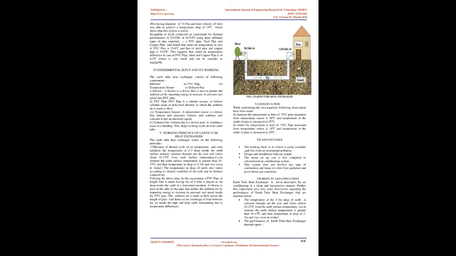6. Observation. While performing the investigations, the following observations have been made. In summer the temperature at the inlet of the PVC pipe measured from the temperature sensor is 36°C and the temperature at the outlet of the pipe is measured as 25°C. In winter the temperature at the inlet of the PVC pipe is 18°C and the temperature at the outlet of the pipe is measured as 28°C.